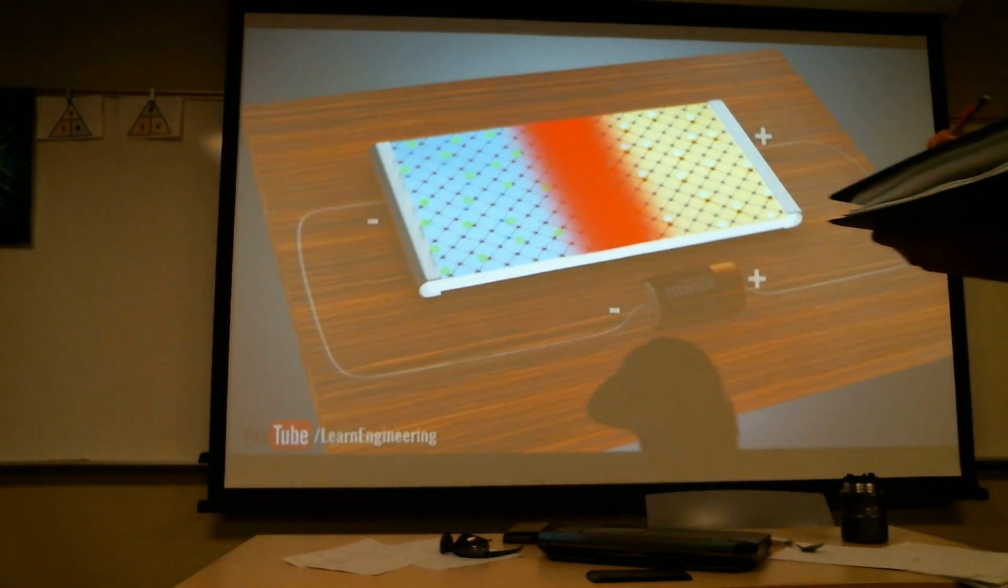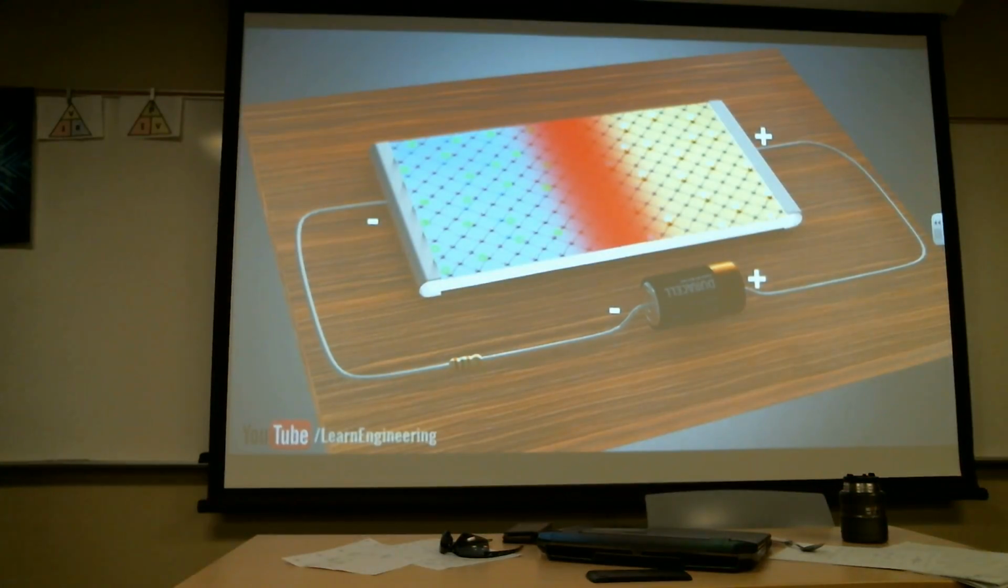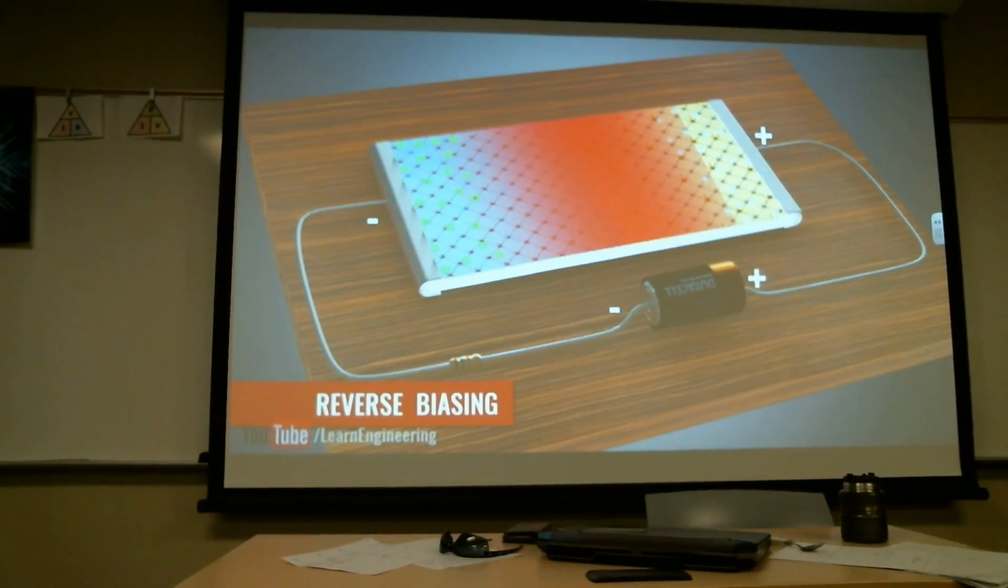If we apply an external power source across the diode as shown, the power source will attract the electrons and holes. Electricity flow is impossible in this case. This condition is known as reverse bias of the diode. You can see that the width of the depletion region increases here.